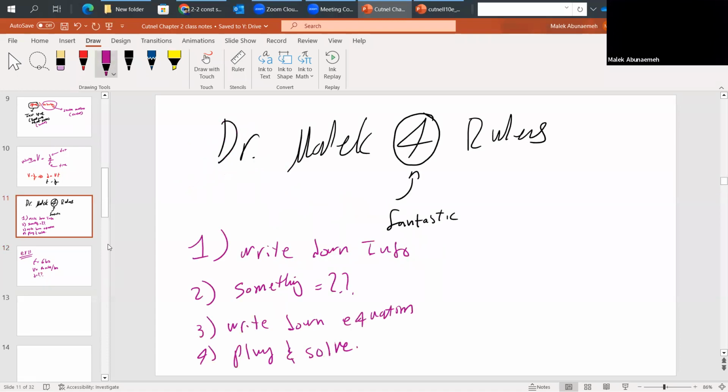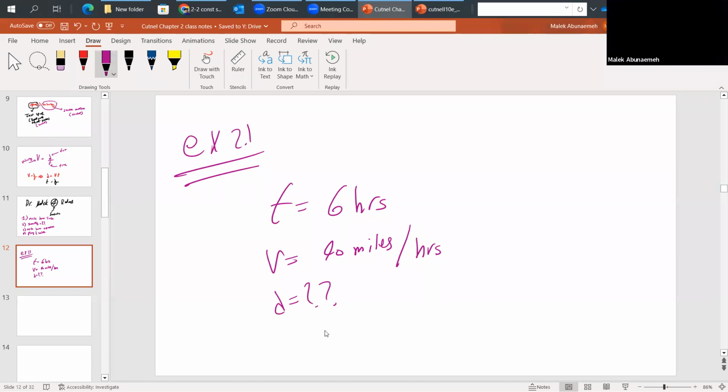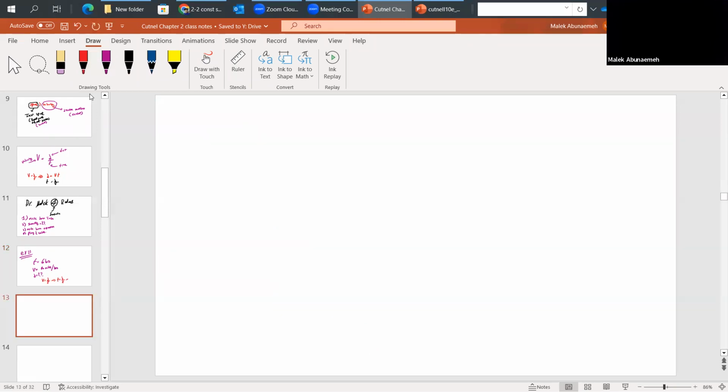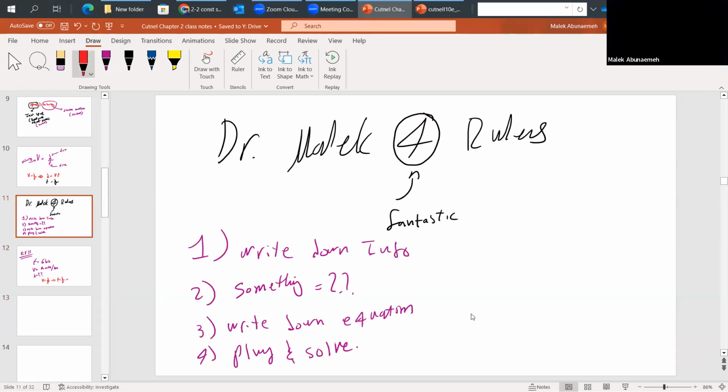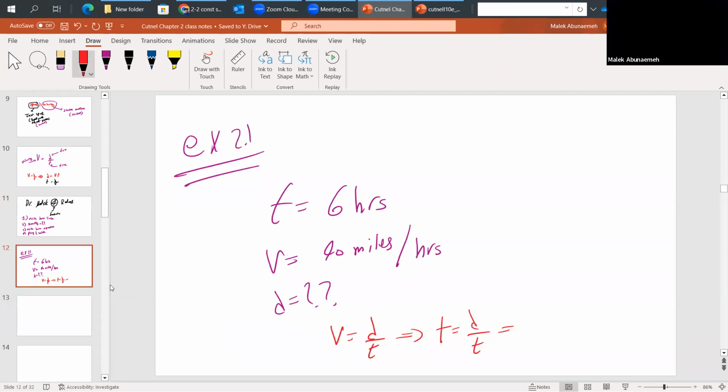The third rule is write down the equation. Our main equation is, and let me go ahead and write this down for number 3, V equals D over T. But we're looking for your time. That means if we actually rearrange it, which is what we do, and including this on rule number 4, plug and solve. So we plug in the variables that we have from rule number 1. So we have that, I made a little mistake, D over V.